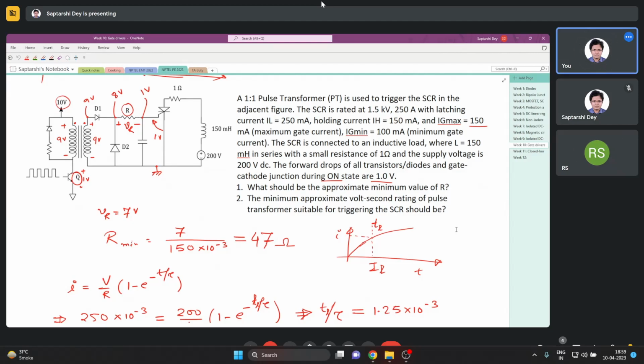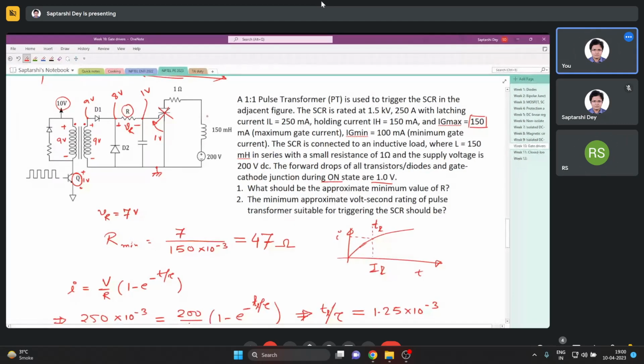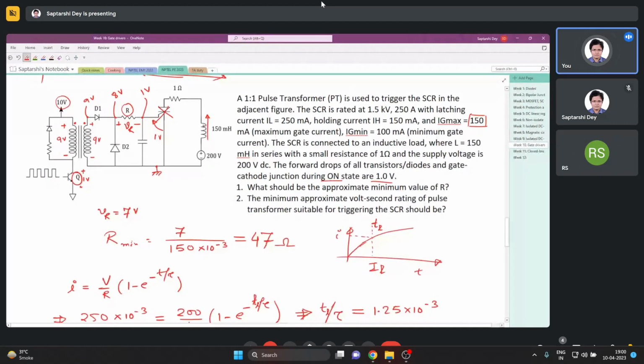If I withdraw the gate pulse before the current reaches the latching current, see, the latching current is around 150 milliampere. So if the current is somewhere near 100 milliampere when I withdraw the gate pulse, the thyristor will immediately stop conducting. It will turn off. But this is an inductor, and it cannot handle the thyristor turning off suddenly. So the stored energy will damage the thyristor.